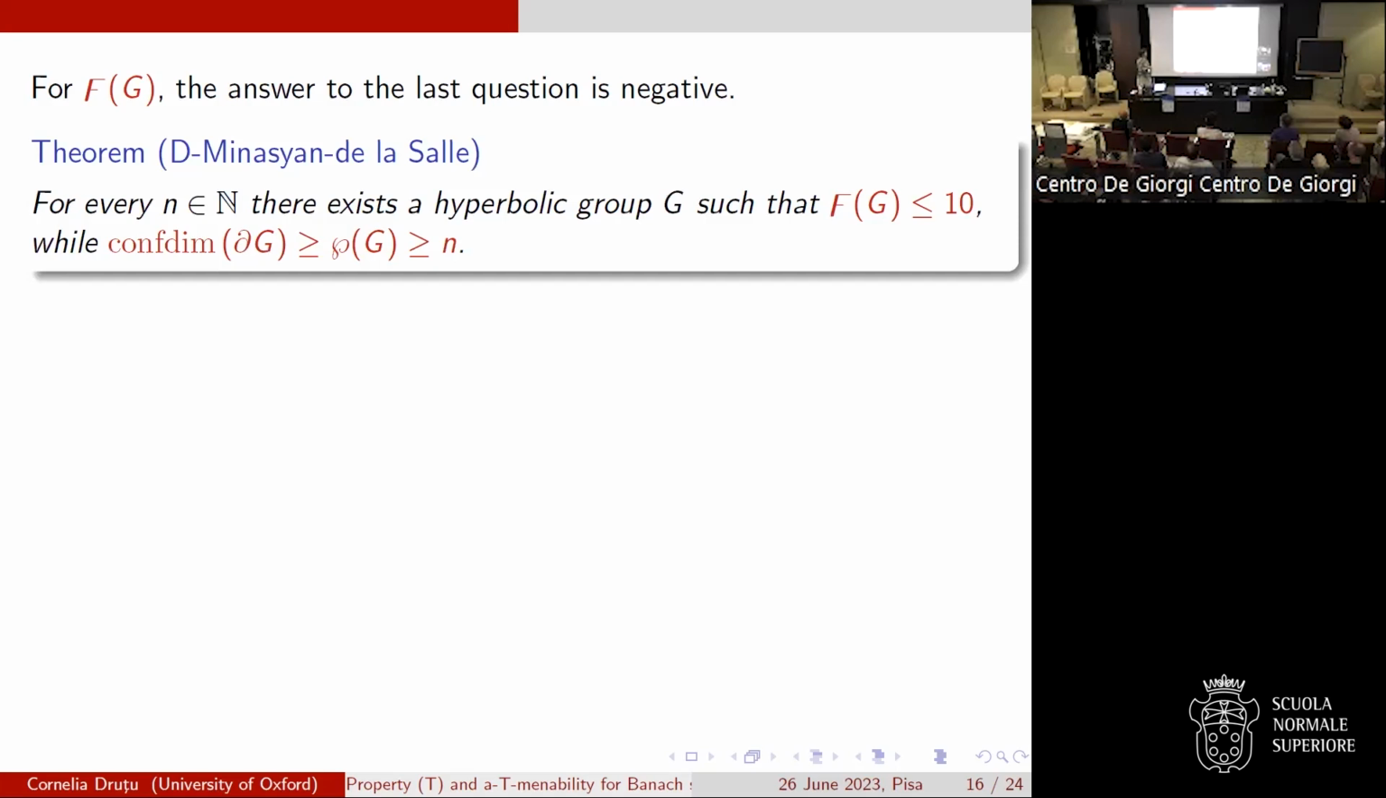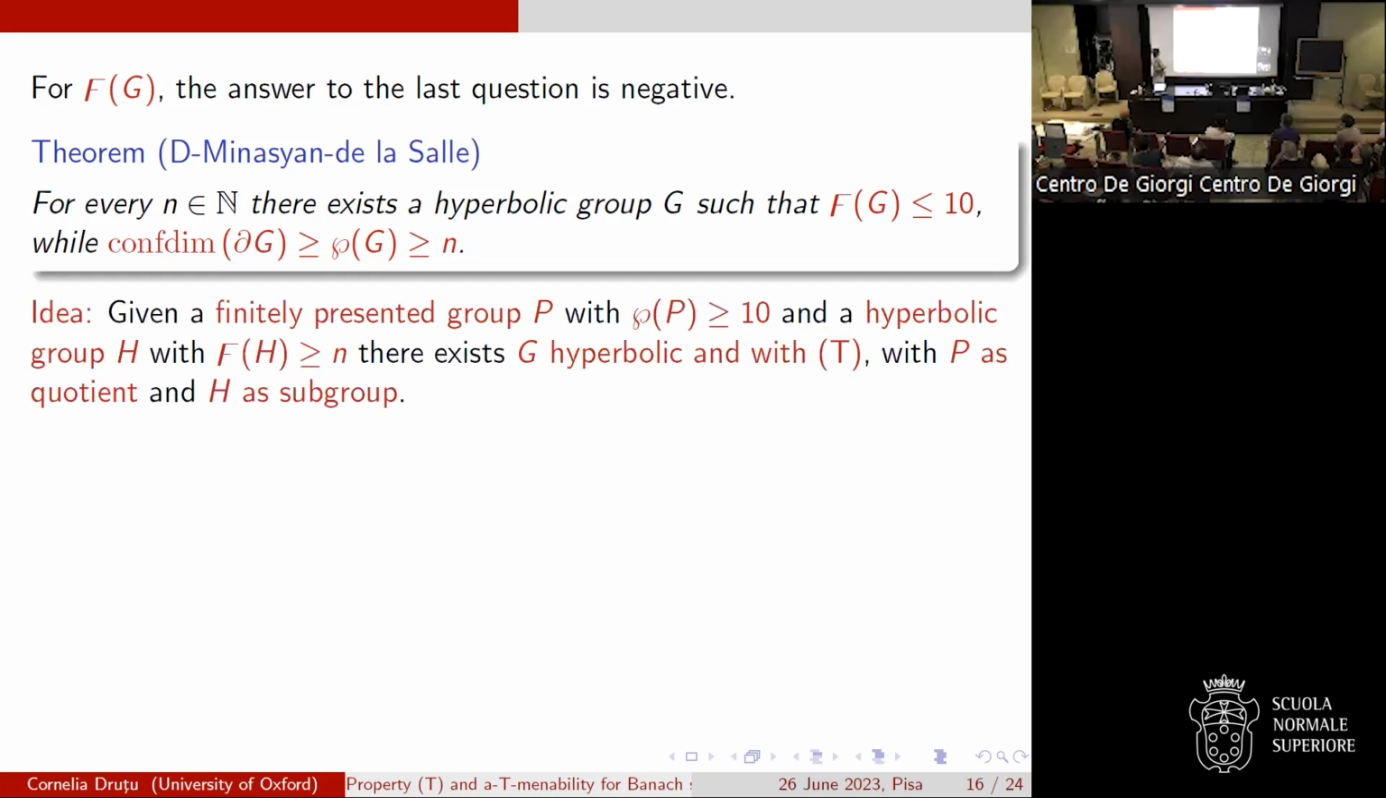We argued in a result with Ashot Minassian and Michael de la Salle that we can construct hyperbolic groups which stop having the fixed point property at 10, while the proper actions, and therefore the conformal dimension of the boundary, are as large as possible. So that means there's going to be a gap between the fixed point property maximum and the proper action minimum as large as we want. And it also shows that at least this parameter cannot be connected to the conformal dimension of the boundary in any reasonable way.